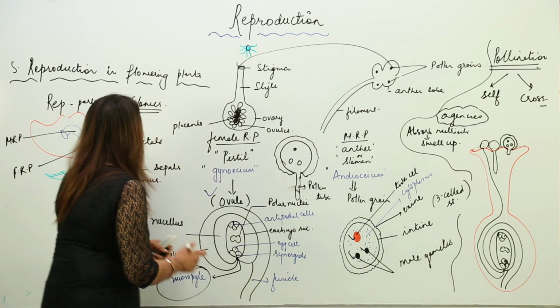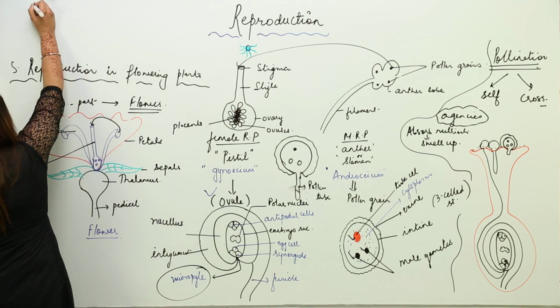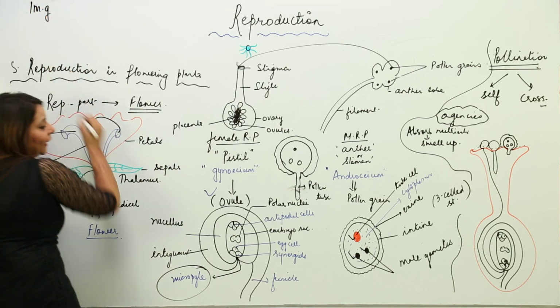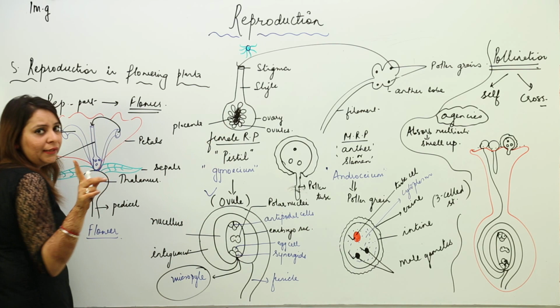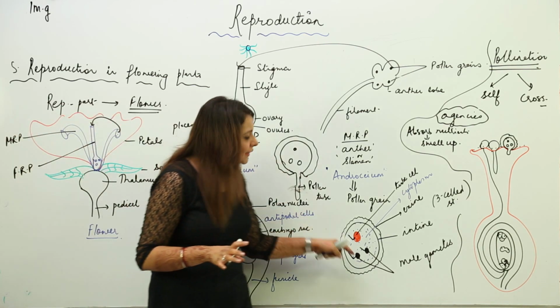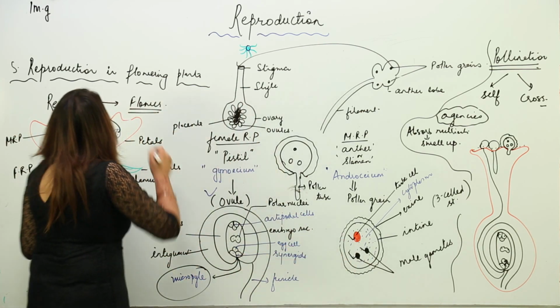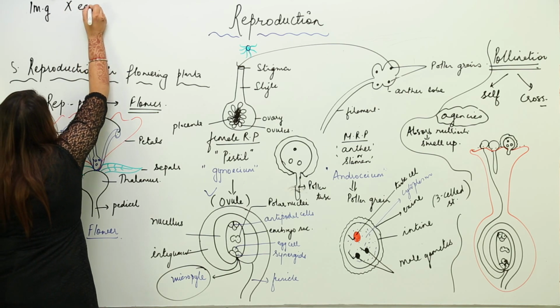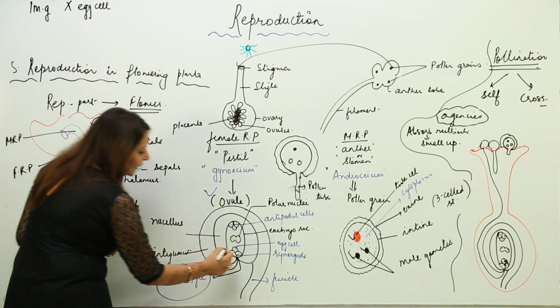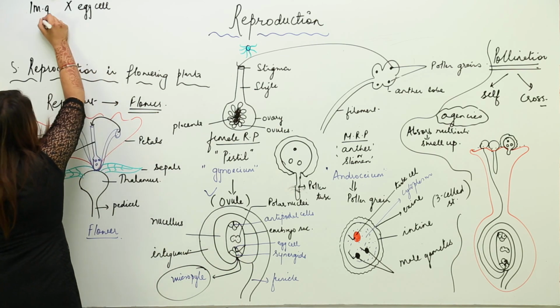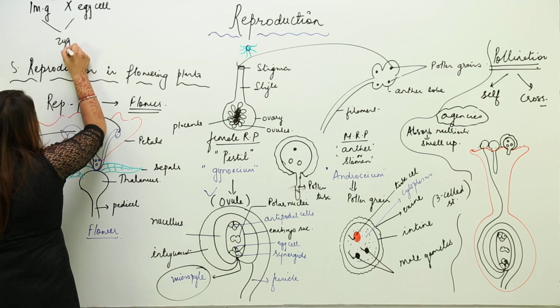Then after that, what happens? One male gamete, because we know that it possesses two gametes, out of them one, it is not like a specific one, it can be any. So one male gamete fuses with the special cell, that is the egg cell, in order to form the zygote.